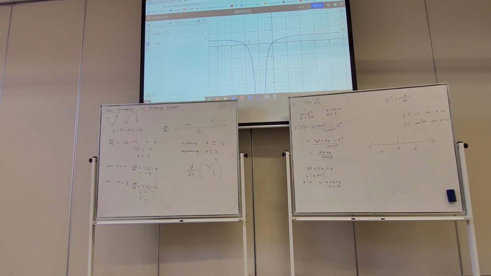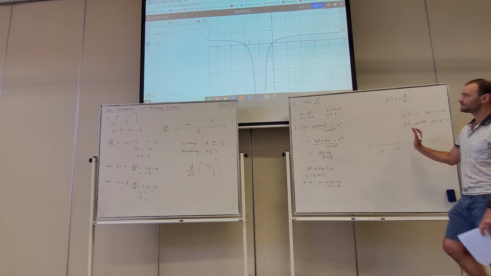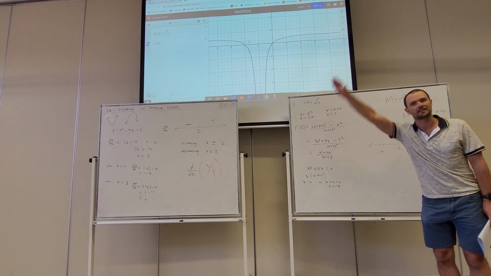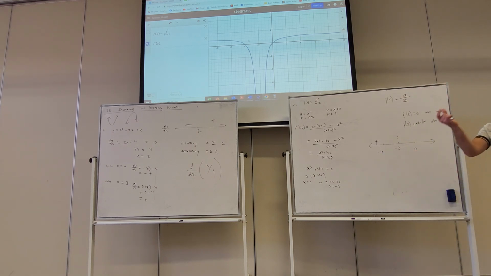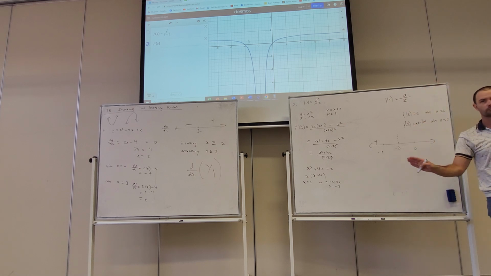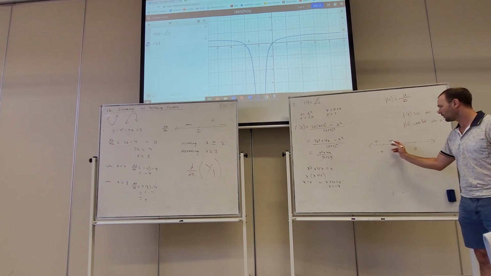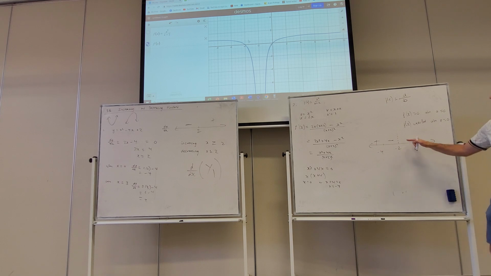So we can see that to the left of -4, it is positive. It's above the x-axis. Put a big plus there. Between -4 and -2, there's that asymptote, that -2, right? We can see it's negative over that region. Between -2 and 0, it's still negative. And then after 0, it is positive.